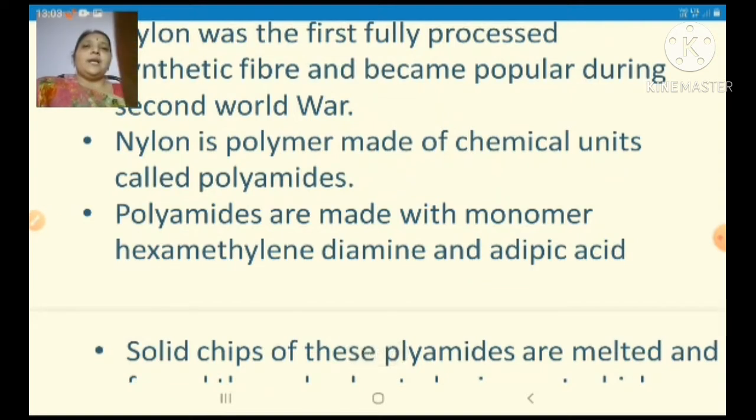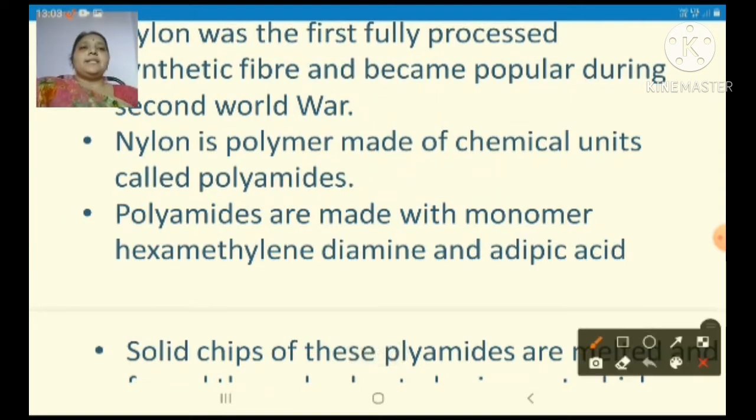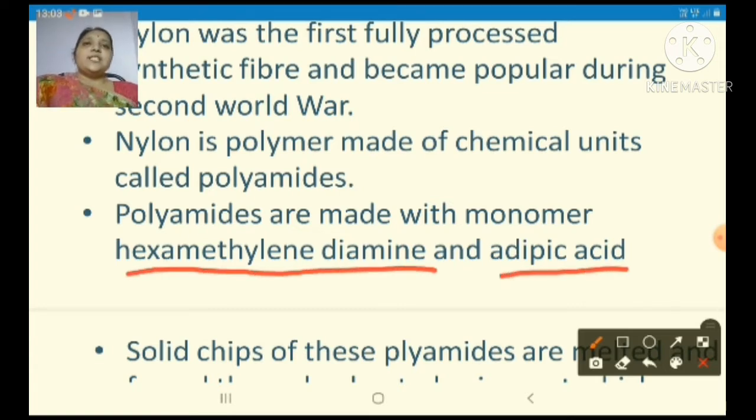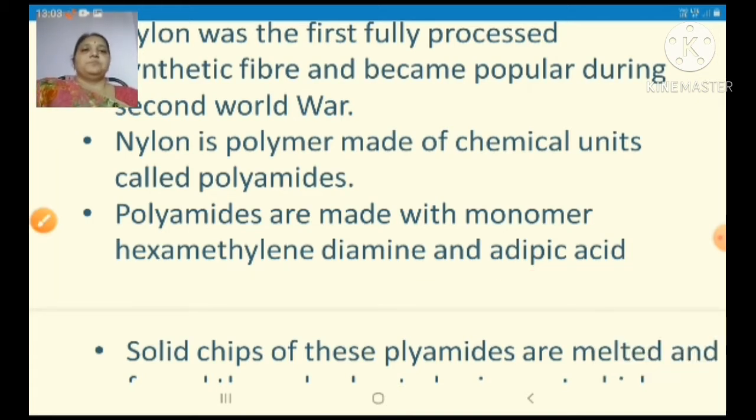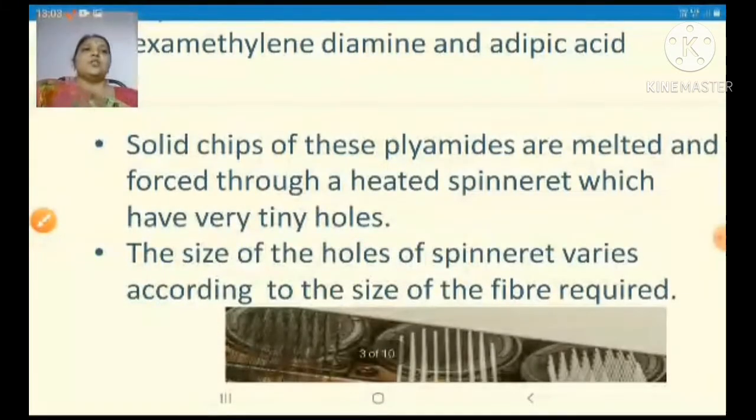How are these polyamides made? Polyamides are made with the monomers hexamethylene diamine and adipic acid. So these two are the chemicals which are used in making the polymer. This polymer is made into nylon fiber. The solid chips of the polyamides are melted and forced through a heated spinneret which has very tiny holes.